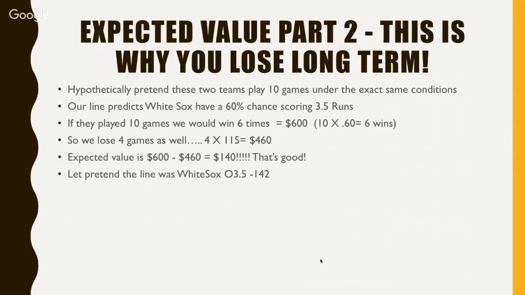All right, now let's pretend the line for the White Sox at the sports book is over 3.5 minus 142. So the margin would be, we take the little number, the low number, first, and then divide it by the big number, 150, and that equals 0.94.